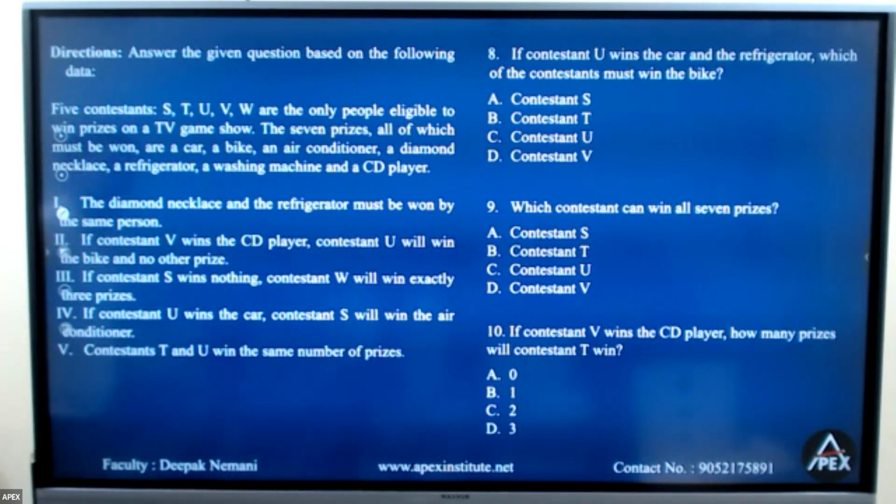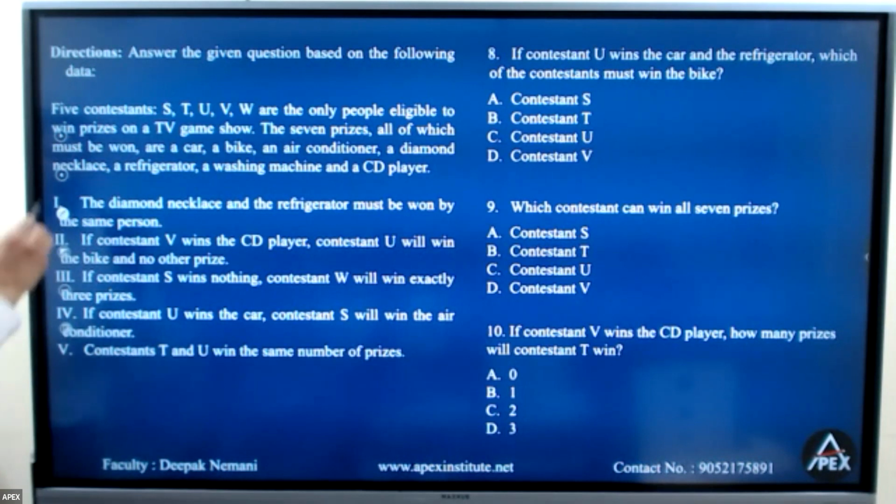Okay. So we have 5 contestants, S, T, U, V, W. They are the only people eligible to win prizes on a TV game show. The 7 prizes, all of which must be won, are car, bike, AC, diamond necklace, refrigerator, washing machine, and a CD player. Now you are given some statements to determine which person won which prize. So what type of set is this? Open set. Generally groups and selections, 99% of them, will be open sets.